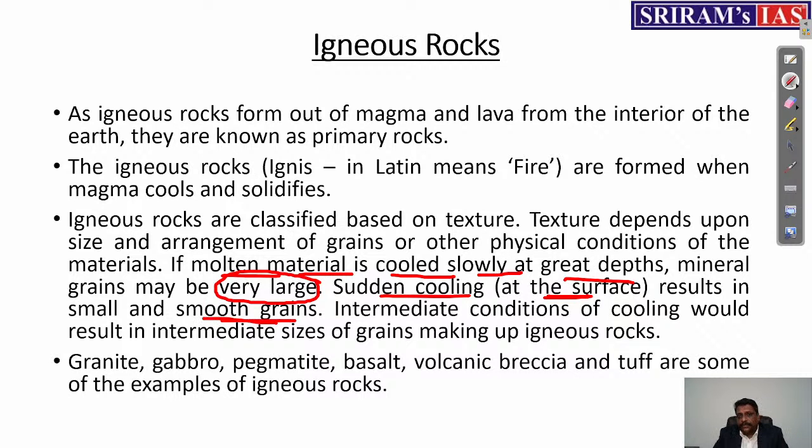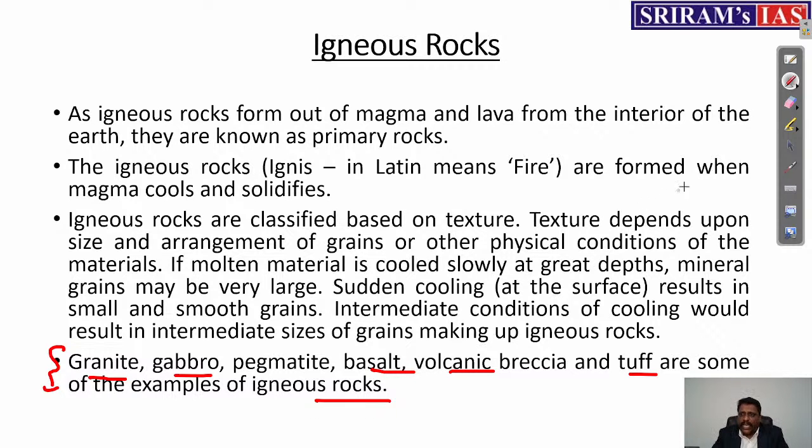So the sudden cooling at the surface will be resulting in what? Smooth grains. So one thing I understand, extrusive rocks will be having smooth grains. Intrusive rocks will be having large grains. Okay. Intermediate condition, that you don't need, leave it. Now my dear friends, some examples of igneous rocks I have also given: granite, gabbro, basalt, volcanic tuff. Right at the end, in the last slide, I have given you a list. That list has the popular names and easier names.